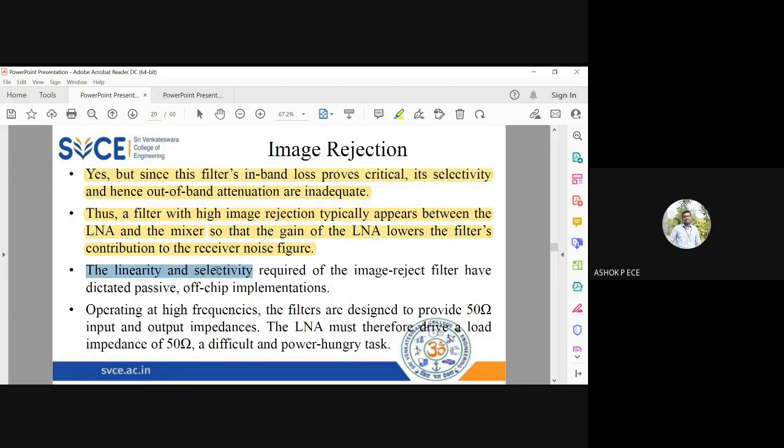And the filter has to be linear and selective. So it has to be linear. It should not alter my message signal, and it has to choose which image frequency has to be rejected. So linearity and selectivity are the most important characteristics of your image reject filter.